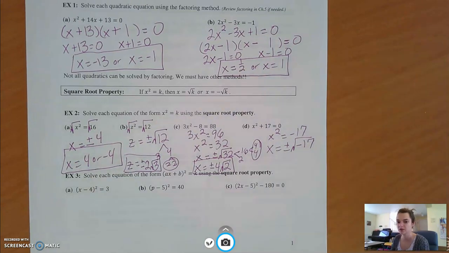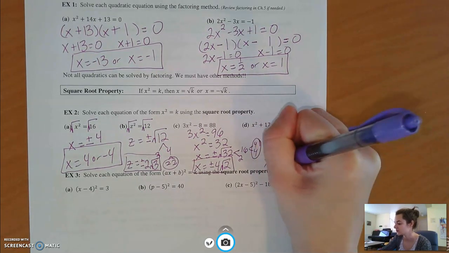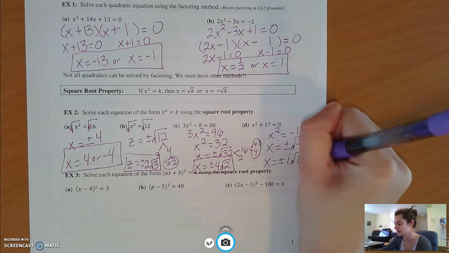And probably some alarm bells are going off. You're like, wait, I have a negative underneath my square root? Yes, we do. But that means that we're going to have an imaginary solution. We can still write it, okay? And we can still simplify it. So the negative inside of the square root means that we're going to have an i that we can take out. So x would equal positive or negative i square root of 17.